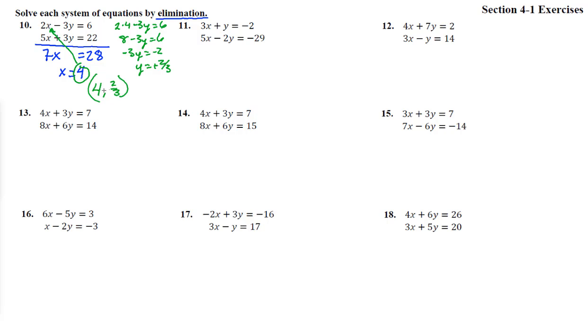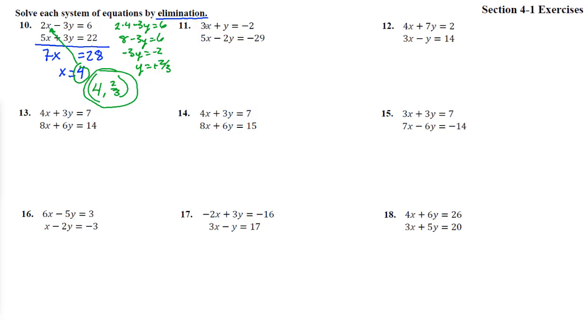And we could check that in this other equation to make sure it works there. 20 plus 3 times 2/3, 20 plus 2 equals 22, and it works. So that one is indeed our answer. All right, let's try it with number 11.